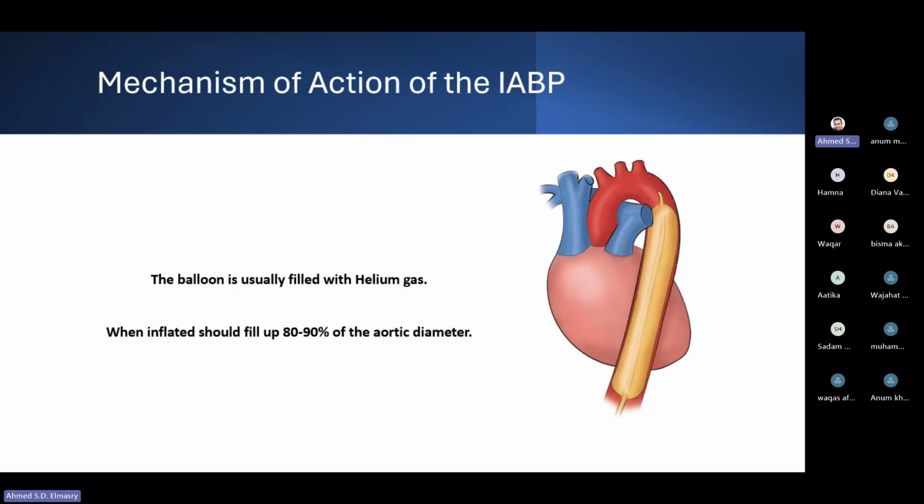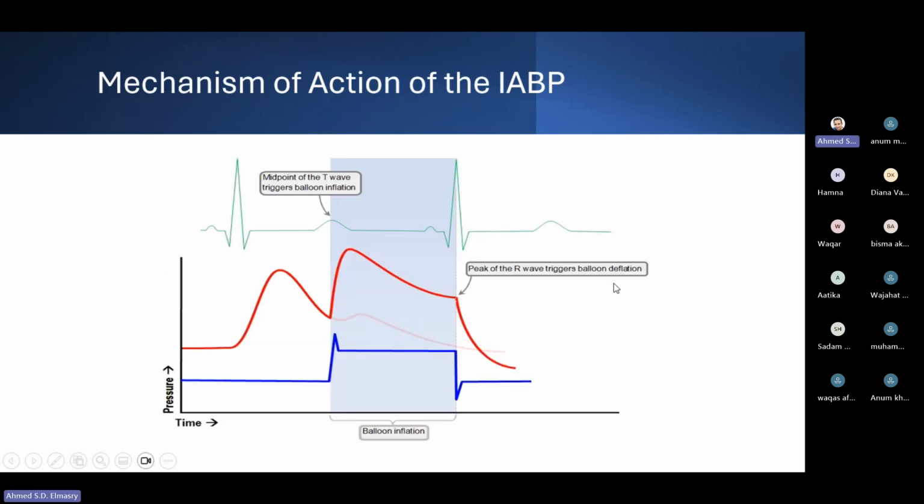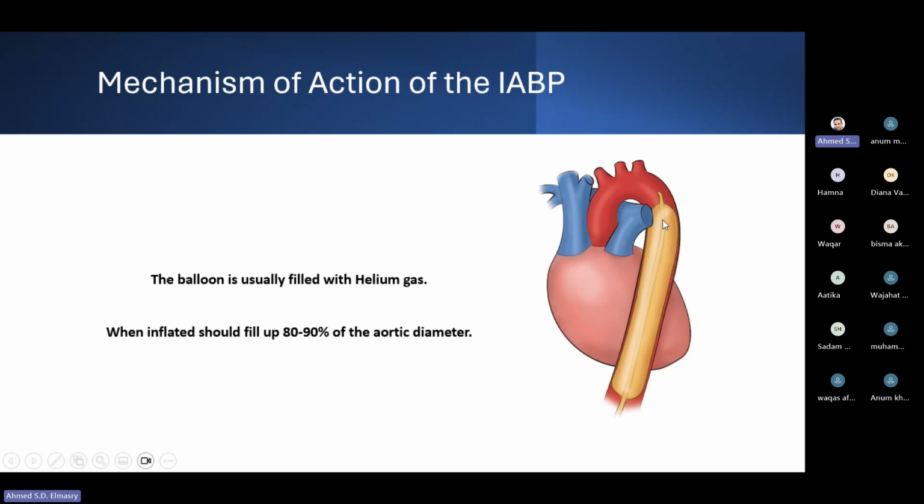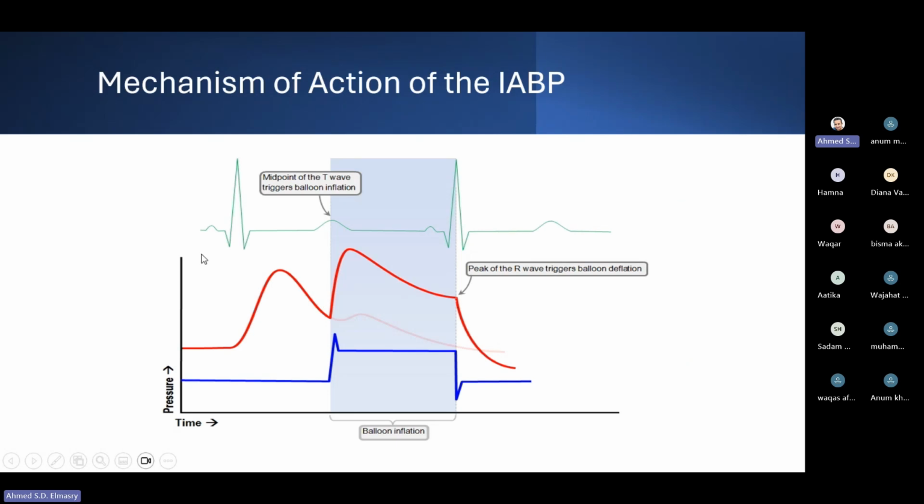And the balloon is filled with helium gas. When the intra-aortic balloon is inflated, it should occupy 80 to 90% of the aortic diameter. And the balloon only inflates during the diastole. As we see here, this is the ECG, this is the arterial waveform, and this is the balloon pressure waveform. This is the inflation point, and this is the deflation point, and this is the inflation timing for the intra-aortic balloon.